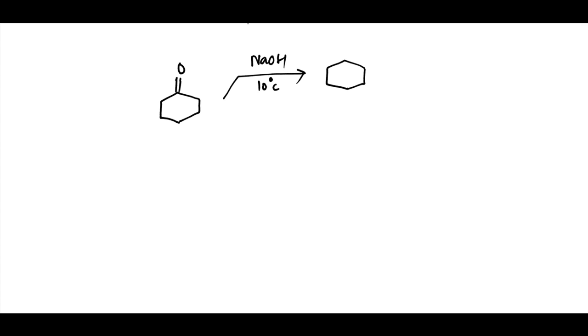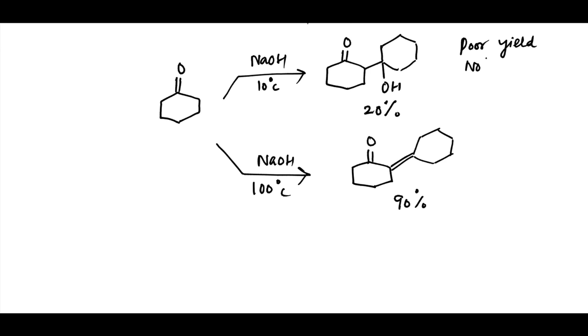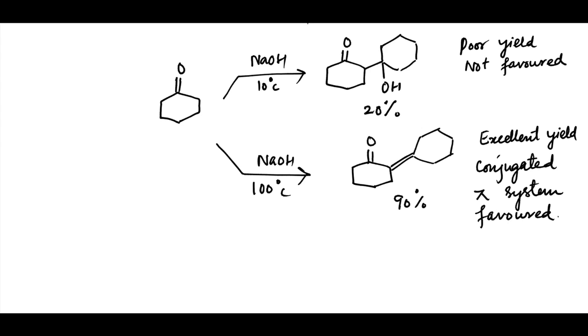The following example illustrates this point. When the reaction is performed at low temperature, the aldol addition product is obtained, but the yield is very poor. As explained earlier, the starting material is a ketone, and the equilibrium does not favor formation of the aldol addition product. However, when the reaction is performed at an elevated temperature, the aldol condensation product is obtained in very good yield, because the equilibrium is driven by formation of a conjugated pi system.